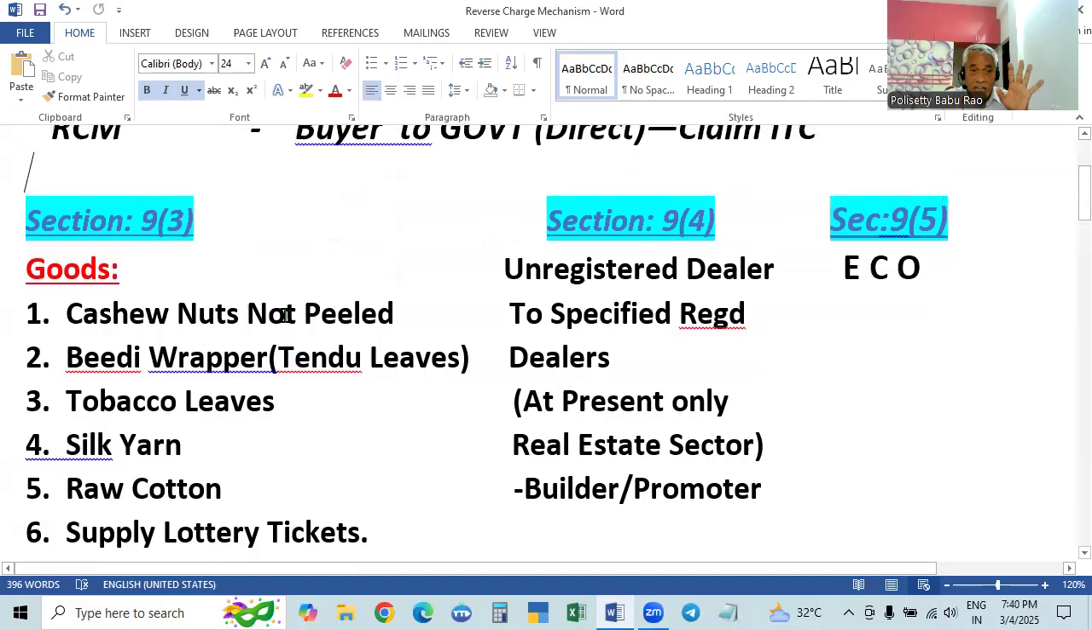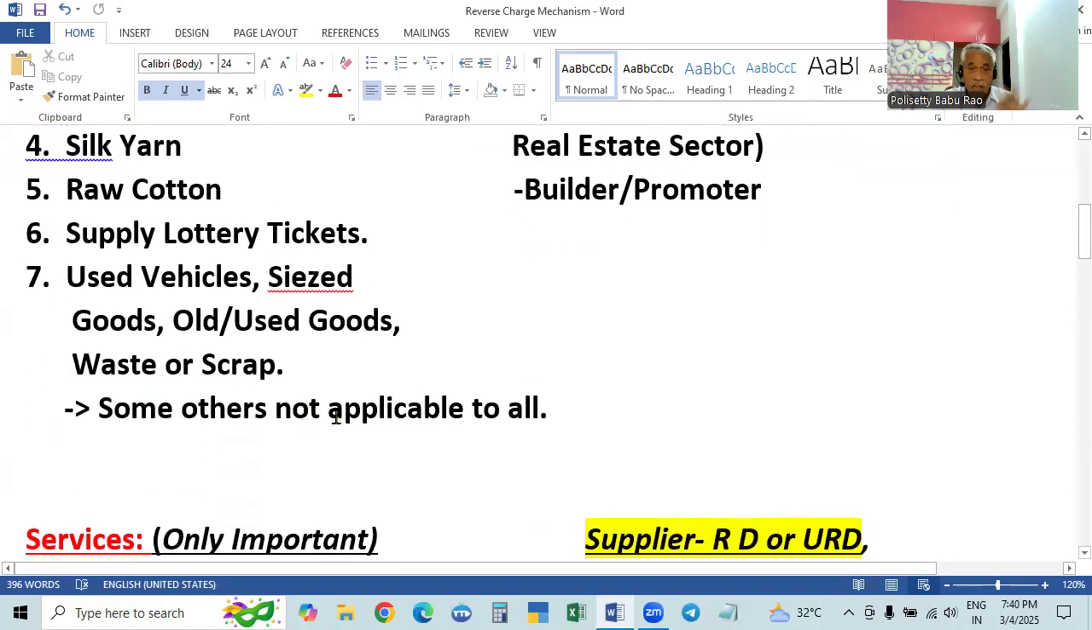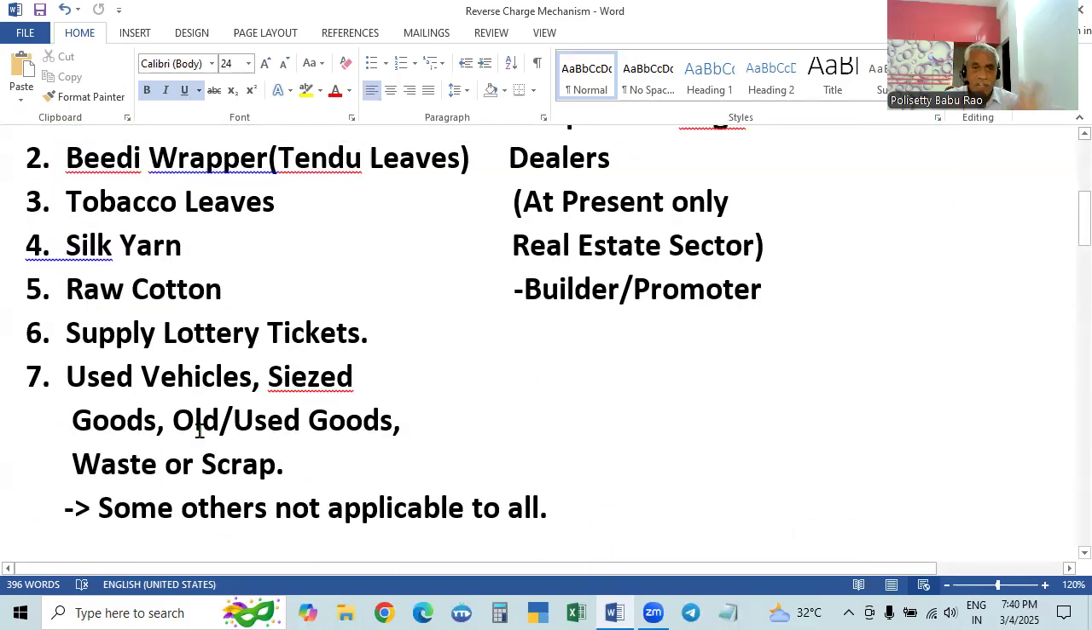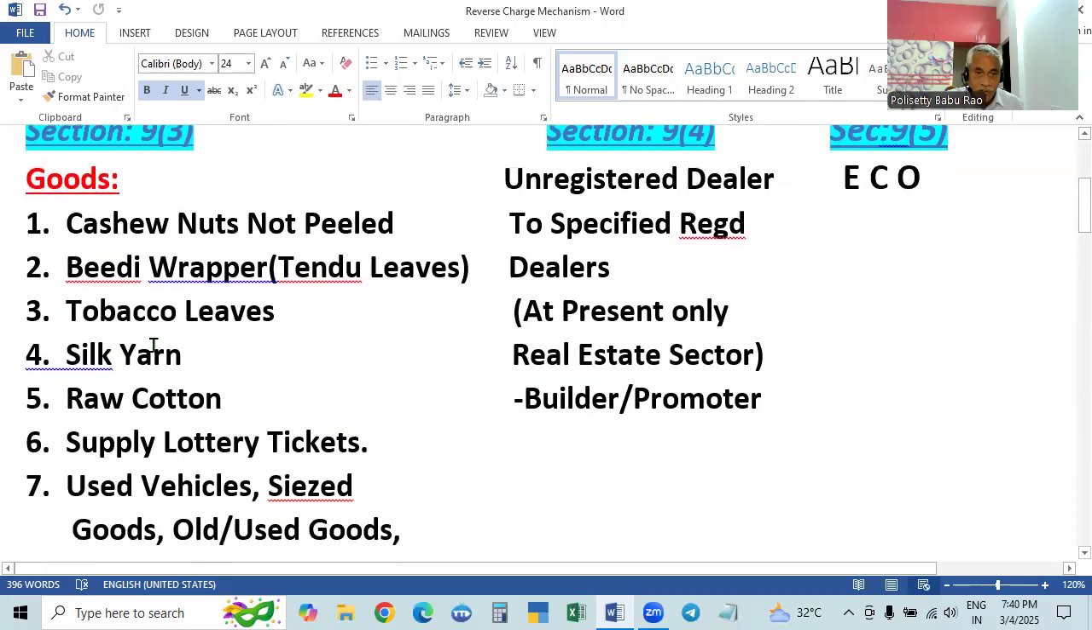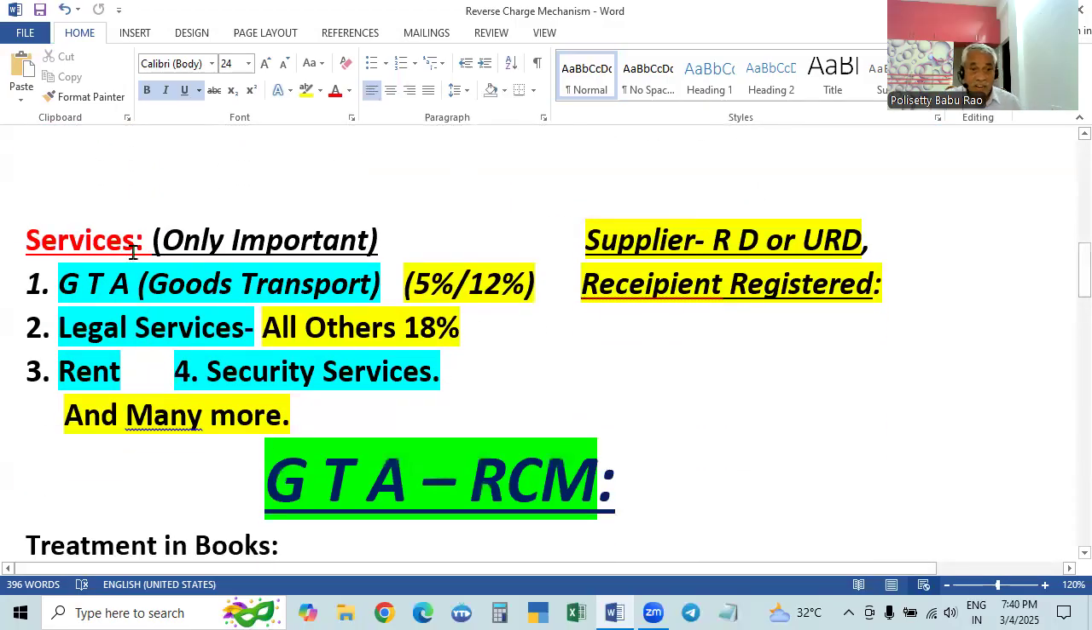In addition to that, some other goods are also there, but they are not applicable to all people. These are the important ones. So this is about the goods. And then services. There are around 18 services. Out of that, not all are applicable to everyone. Only a few are applicable to many businesses, and the others to one or two businesses. So I am taking only the important ones.